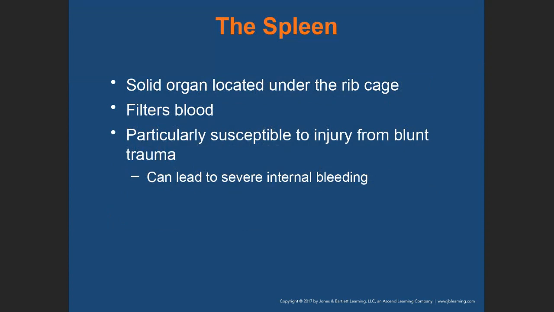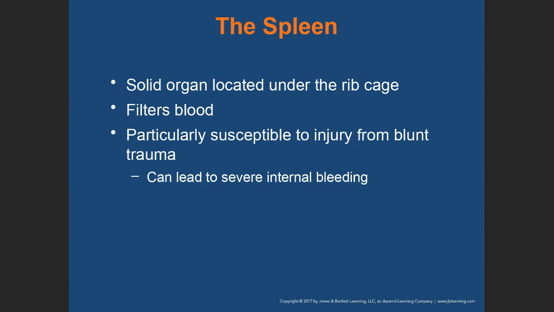Now, the spleen. The spleen has a role to play in the immune system, and it has a role to play in the circulation as well. So it's a solid organ located under the rib cage, and its main role is to filter blood. What the spleen is able to do is detect old red blood cells and damaged red blood cells, and break these cells down. It will break them down and then take components from them that are useful, like iron.